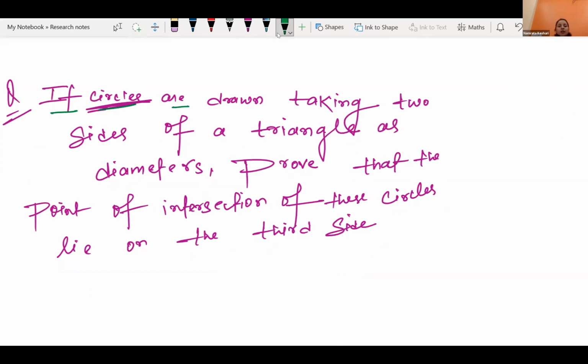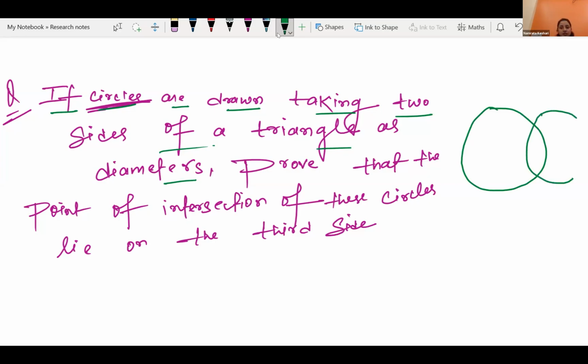If circles are drawn taking two sides of a triangle as a diameter, okay, so basically with the help of two circles we are going to draw a triangle. Let me check whether this way it will be possible or not. So circles are drawn taking two sides of a triangle as a diameter. If I make the diameter like this, okay, fine. If we make another diameter like this, okay, maybe here is the center.